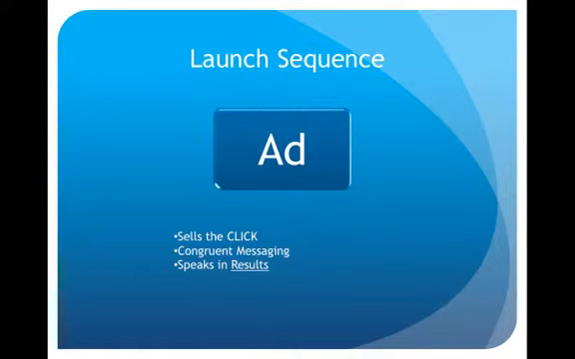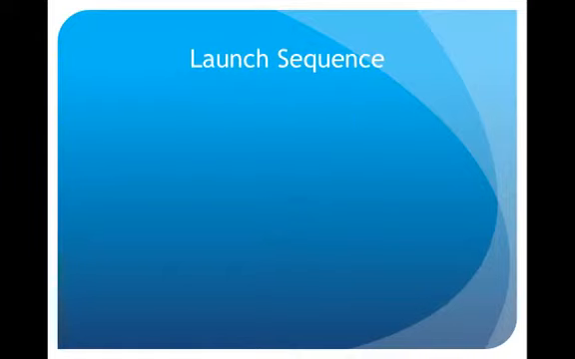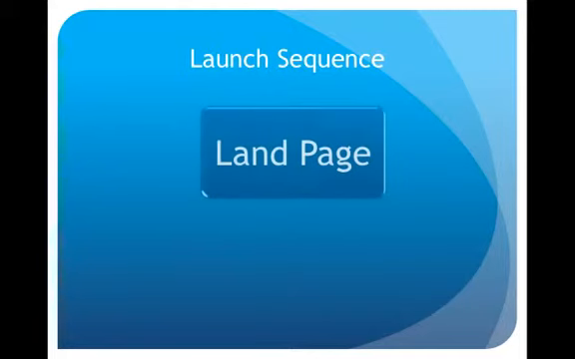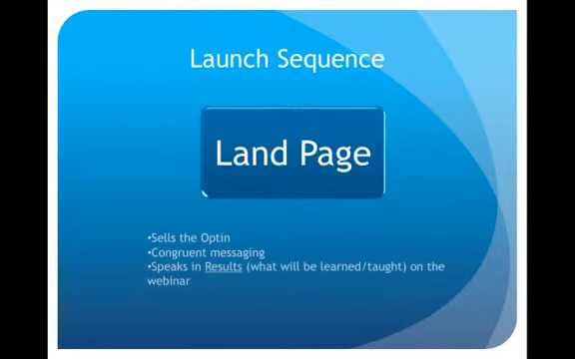going to solve. Okay, so after the ad, we go to the land page that we just took a look at a couple examples. Again, this land page is simply going to sell the opt-in. Again, congruent messaging. Make sure that your land page copy points have the same copy points or similar copy points to that on your ad, so that your viewer knows they're in the right place.